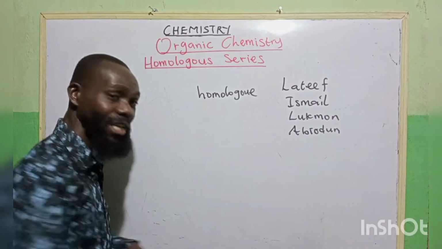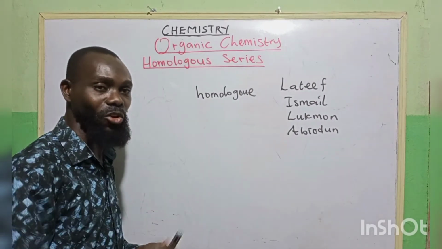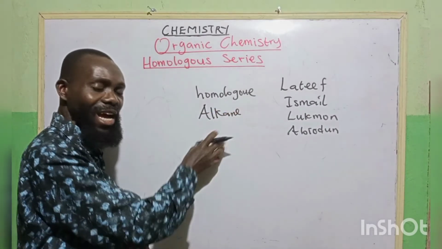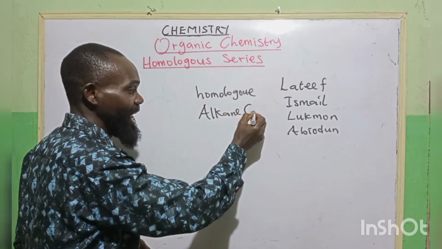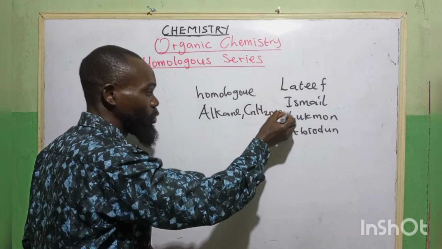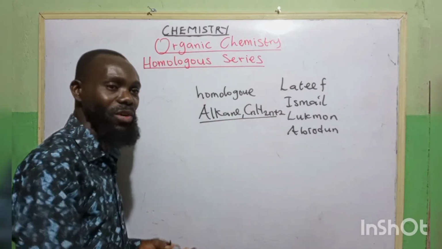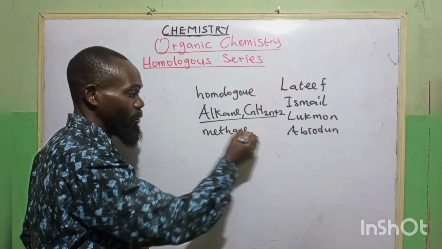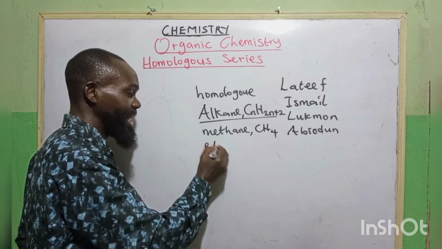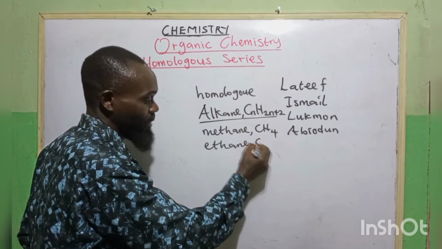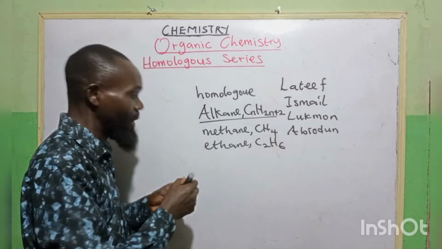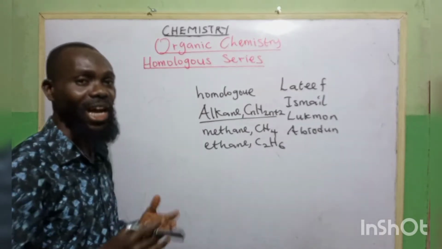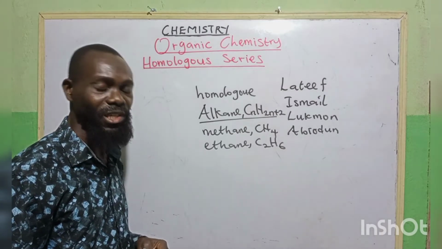So in homologous series of organic compounds, the first homologous series we normally talk about is alkane. Alkane has a general molecular formula of CnH2n+2. Under this alkane, we now have the members of alkane, starting from methane with CH4, ethane with molecular formula C2H6. So methane is a homologue of alkane. Ethane is another homologue of what? Alkane. This is referred to as a homologous series.